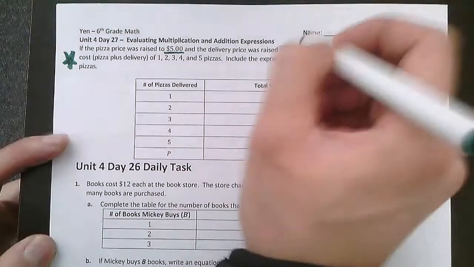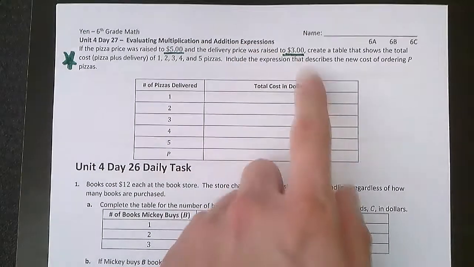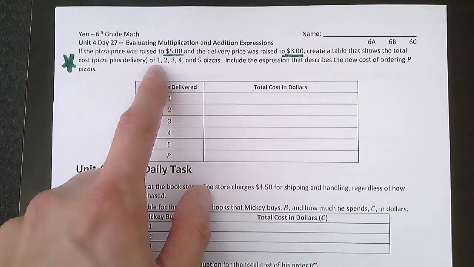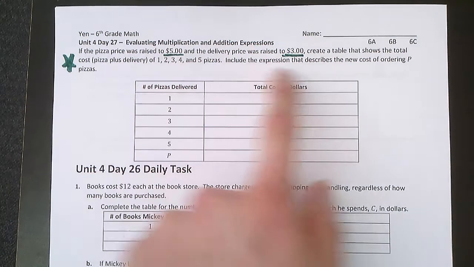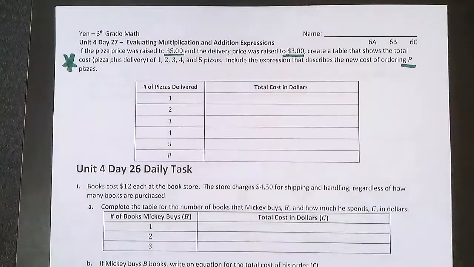Let's underline this math clue. So now I know I'm going to have to pay $3 no matter what. Create the table that shows the total costs of 1, 2, 3, 4, and 5 pizzas. We're also going to include the expression that describes the new cost of ordering P pizzas.